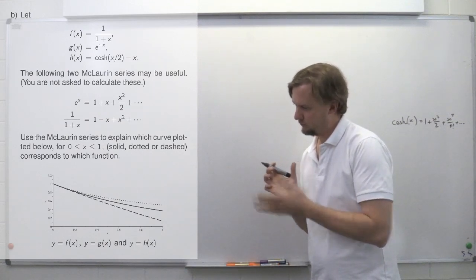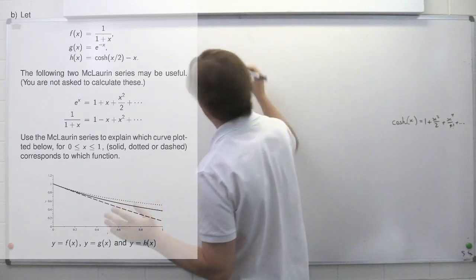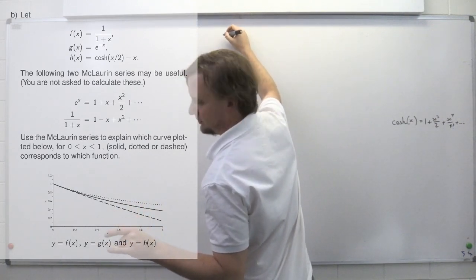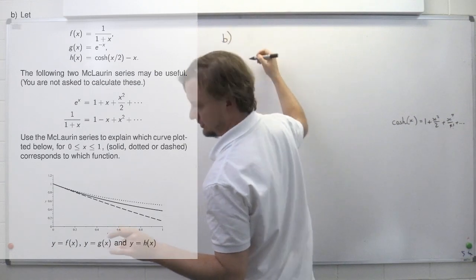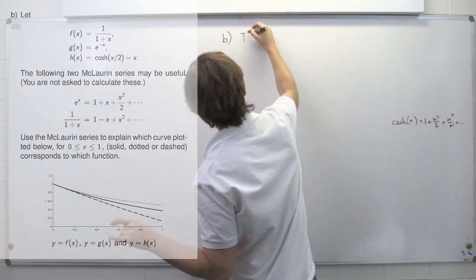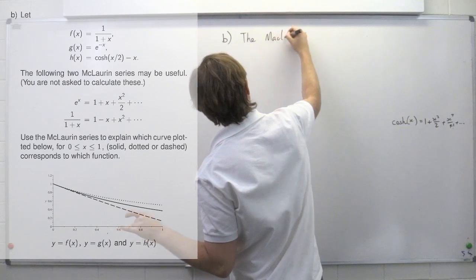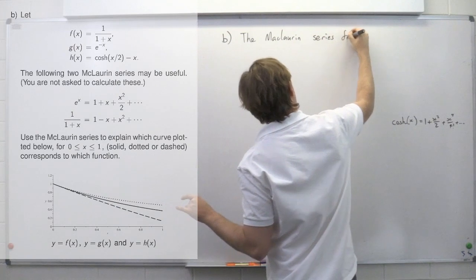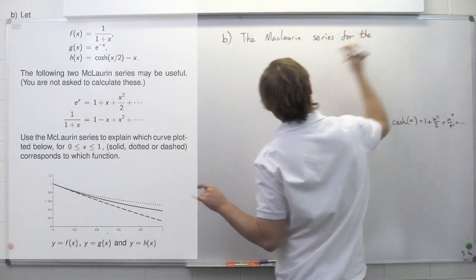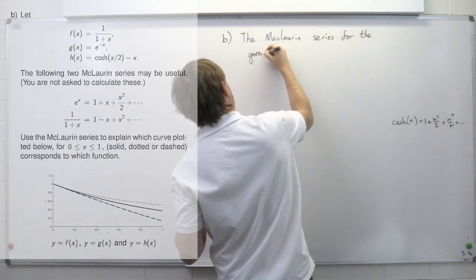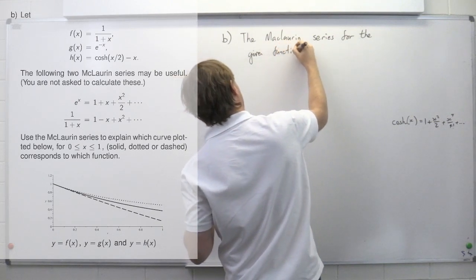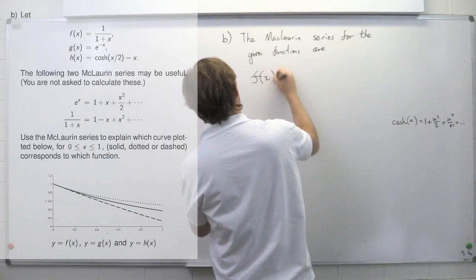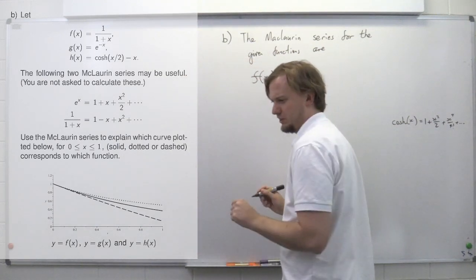So the first one's quite easy. Let's just write out what the Maclaurin series for these different curves are. So for part B, the Maclaurin series for the given functions are, well, the first one's quite nice. They actually just told us exactly what this Maclaurin series is.